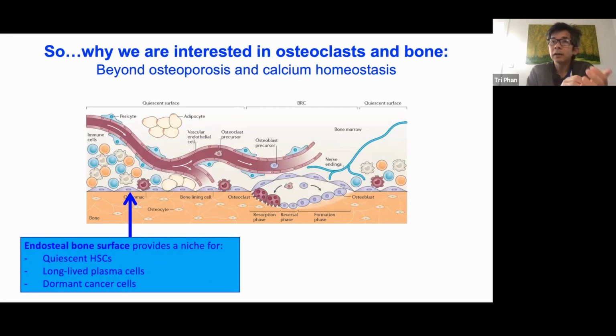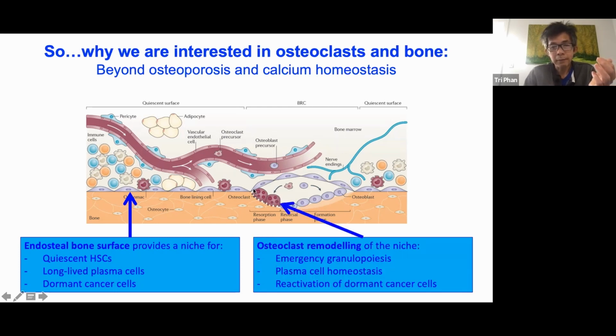And in new work, we realized that it was also the site of residence for dormant cancer cells. Within the endosteal bone surface, there are two types of cells: the osteoclasts, which resorb the bone, and the osteoblasts, which make the bone. This is a very dynamic process that's continuously happening in our body every minute of every day. There's a balance between bone resorption and bone formation, and diseases arise when that balance is disrupted.